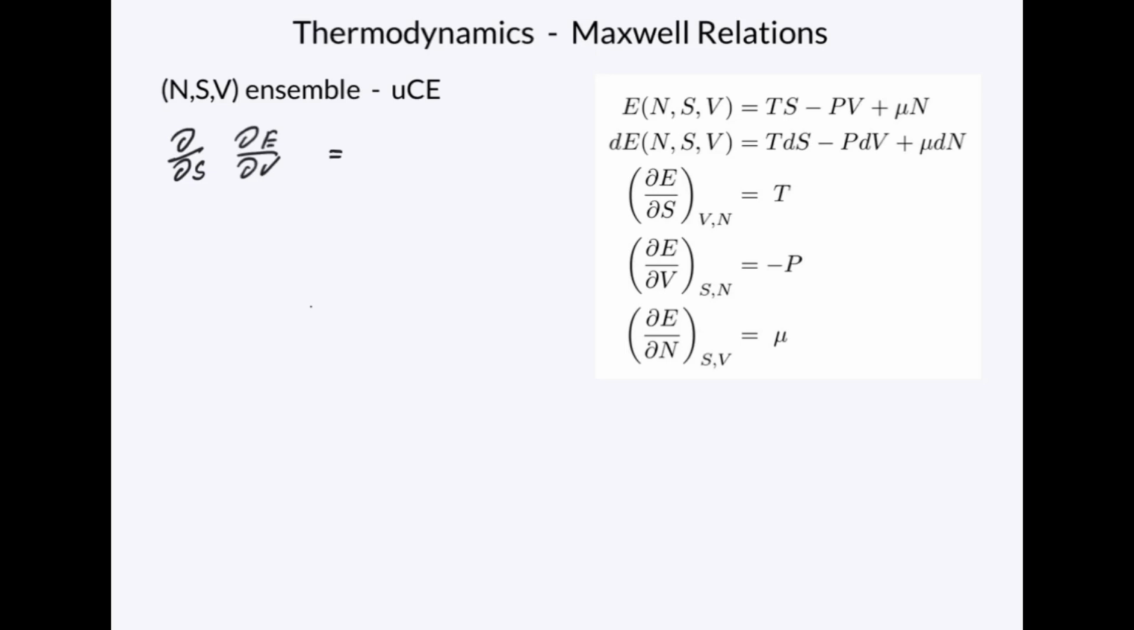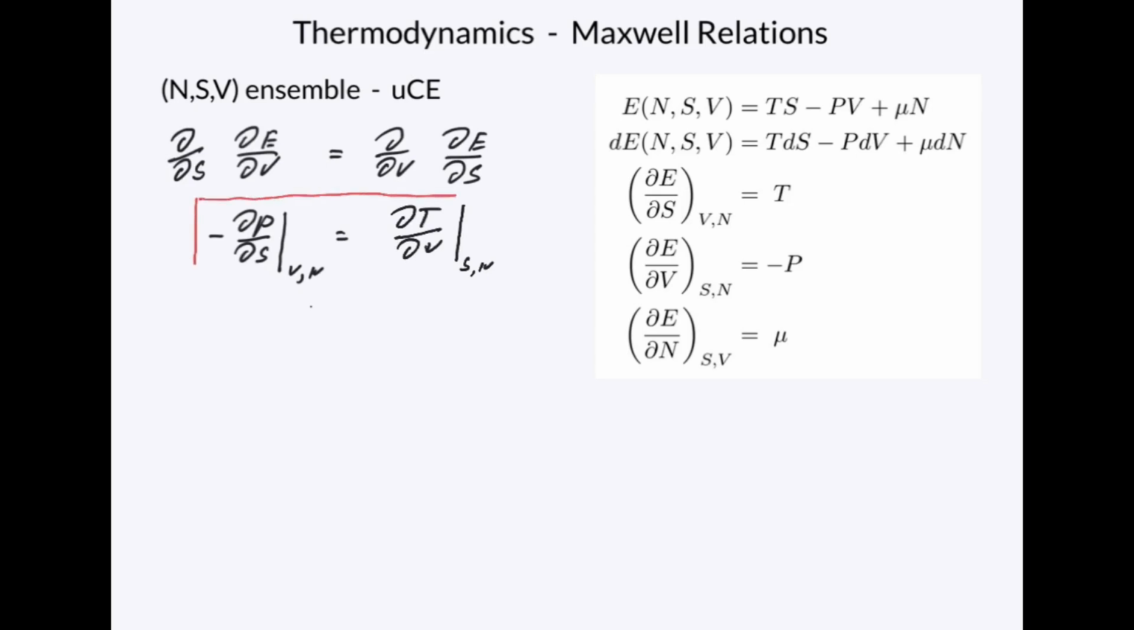We know we can change the order of taking the derivative of functions. For that particular example, ∂/∂S ∂E/∂V is equal to ∂/∂V ∂E/∂S. Now we know that the partial derivative ∂E/∂V is equal to minus the pressure, whereas ∂E/∂S is equal to temperature. Hence, we obtain here a relation between ∂P/∂S at constant volume and number of particles is equal to ∂T/∂V at constant entropy and number of particles.